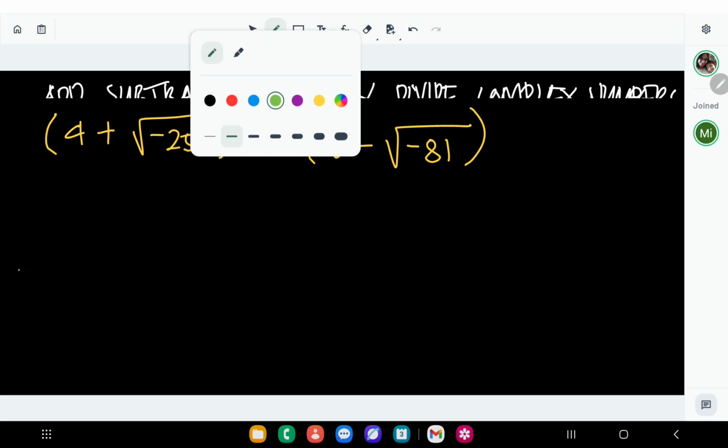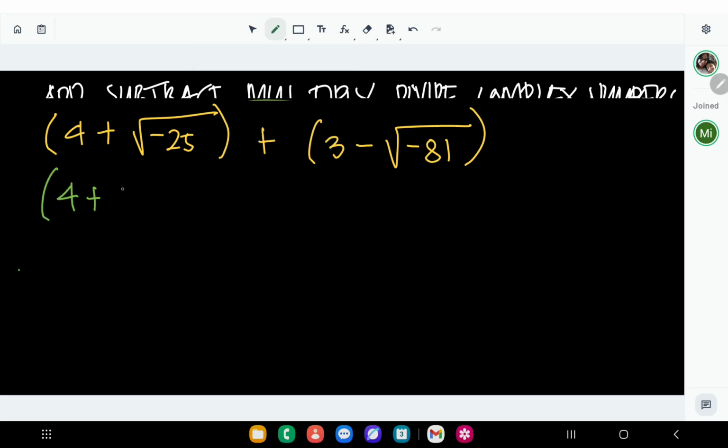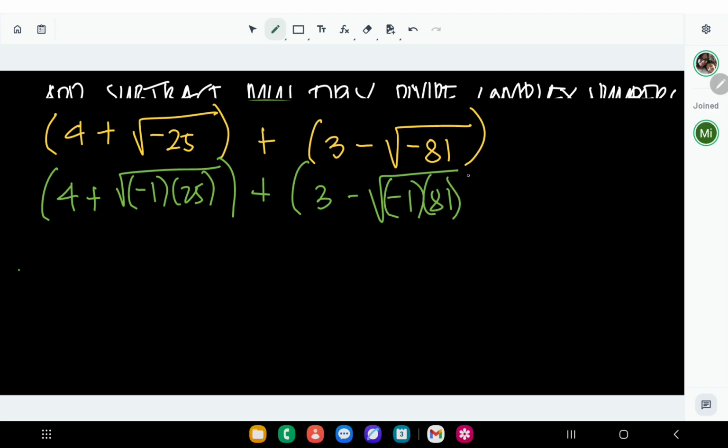Yes, you solve the square root first. So this would become 4 plus the square root of negative 1 times 25, as well as the other one, 3 minus the square root of negative 1 times 81. Then we simplify. What is the square root of negative 1? Remember the cyclic powers of i? i is equal to the square root of negative 1, the square root of a negative number. So it's i.